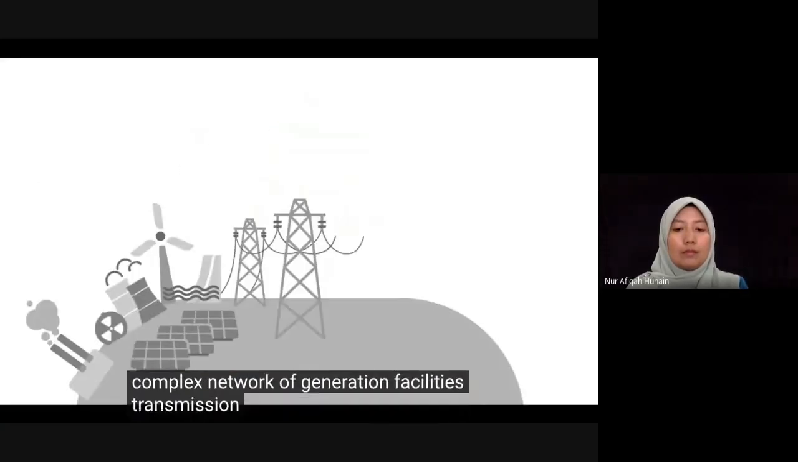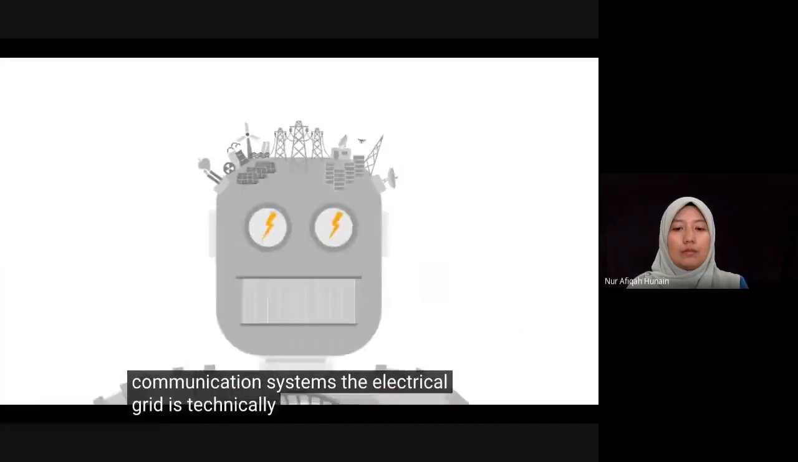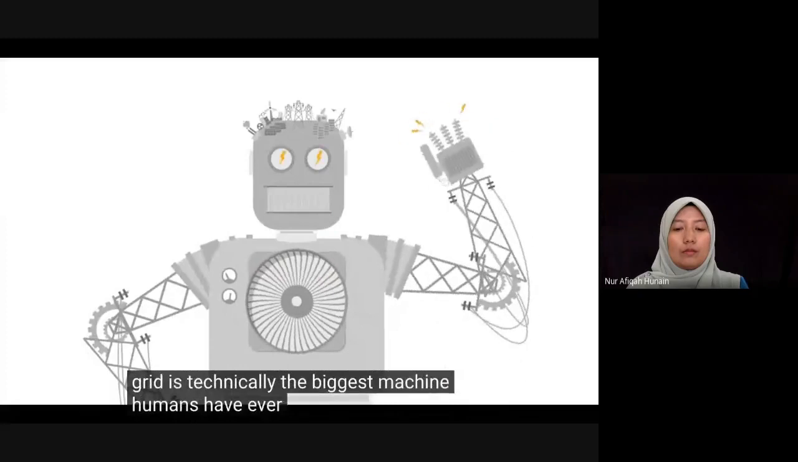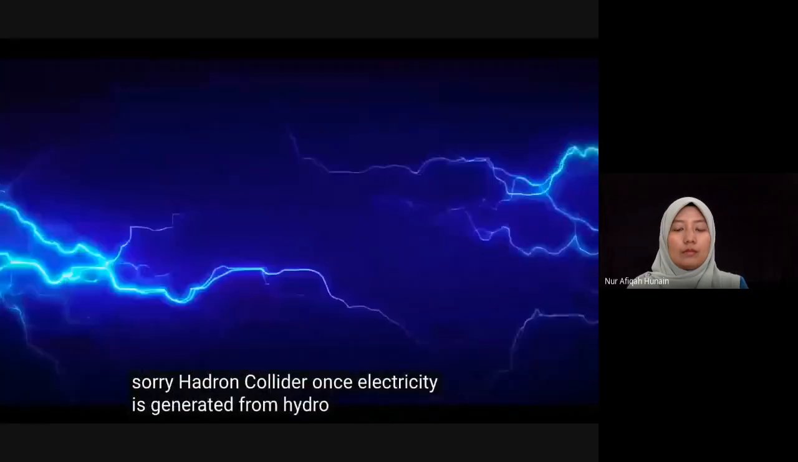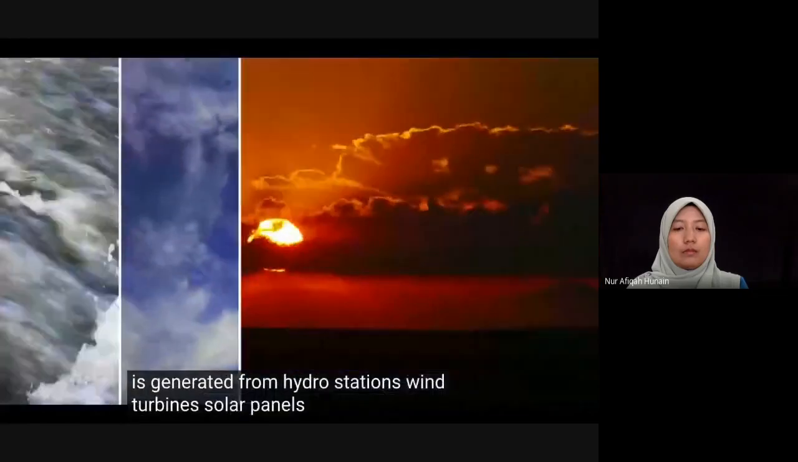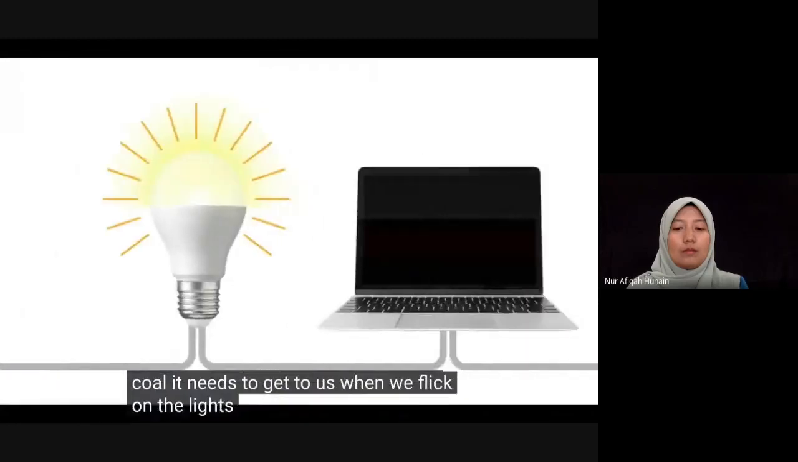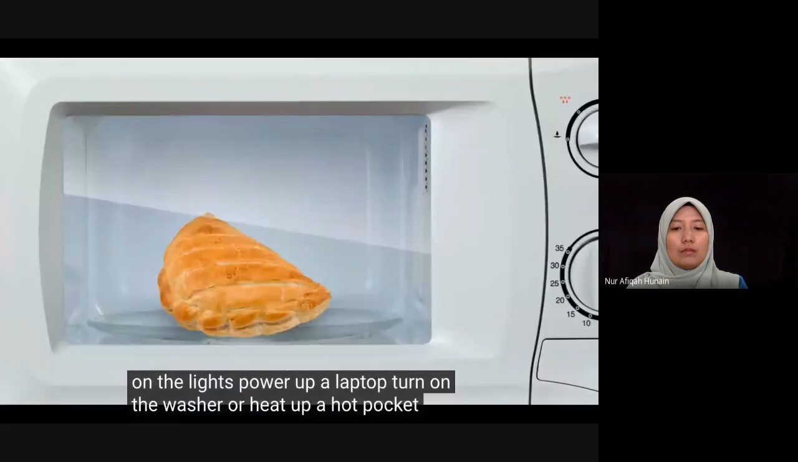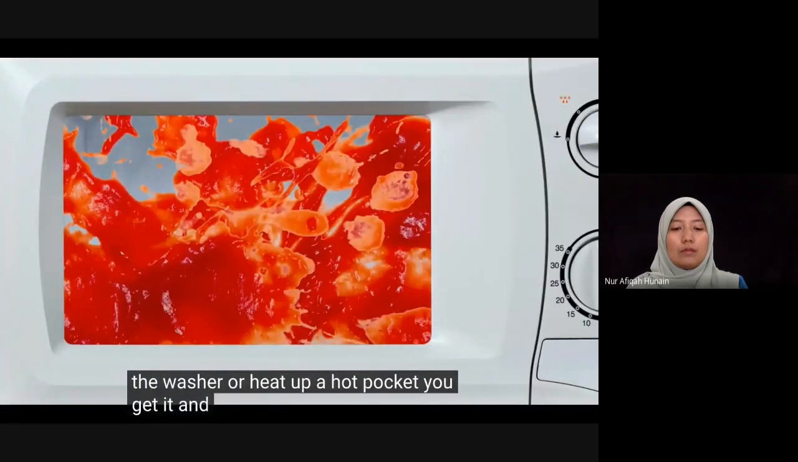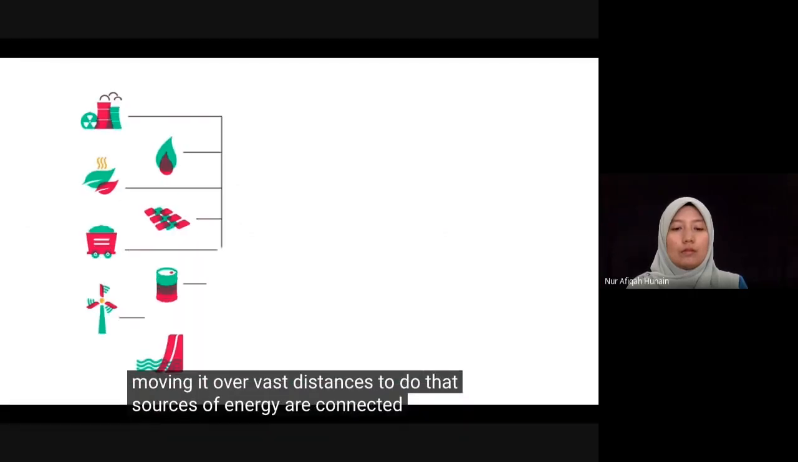We'll start with electricity. With a complex network of generation facilities, transmission lines, and related communication systems, the electrical grid is technically the biggest machine humans have ever built. Sorry, Hadron Collider. Once electricity is generated from hydro stations, wind turbines, solar panels, natural gas, and coal, it needs to get to us when we flick on the lights, power up a laptop, turn on the washer, or heat up a hot pocket. You get it. And sometimes that requires moving it over vast distances.